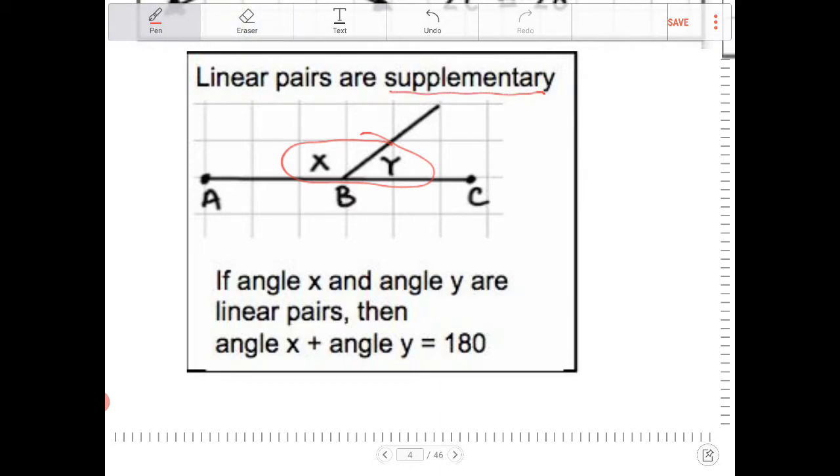So there's actually two vocabulary terms here. Linear pair just means a pair of angles that form a straight line. Supplementary implies that the angles add up to 180. So anytime when you have two angles that form a straight line, they are going to be supplementary. They are going to add up to 180 degrees.